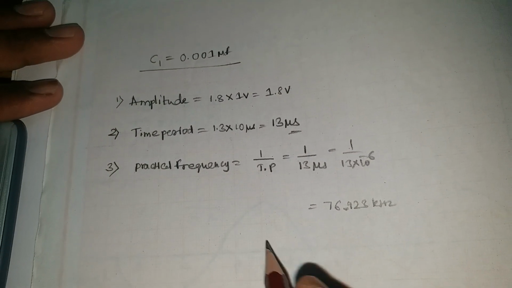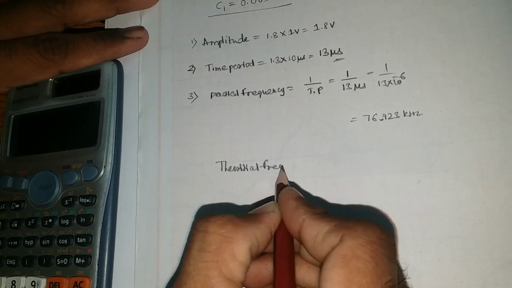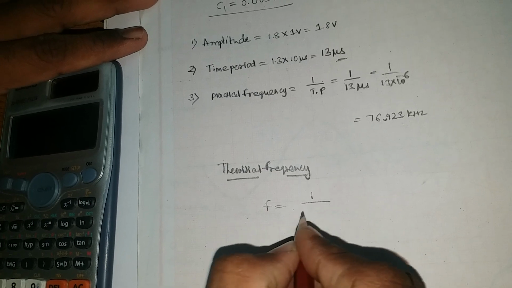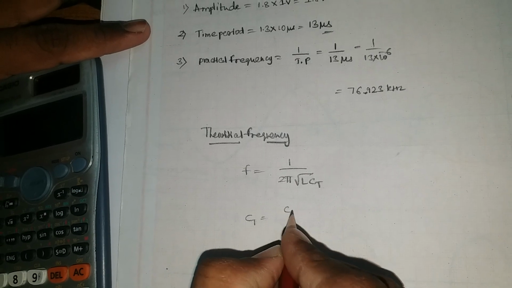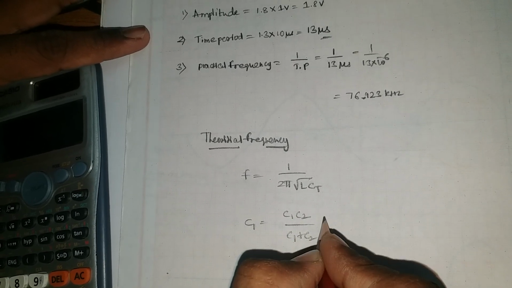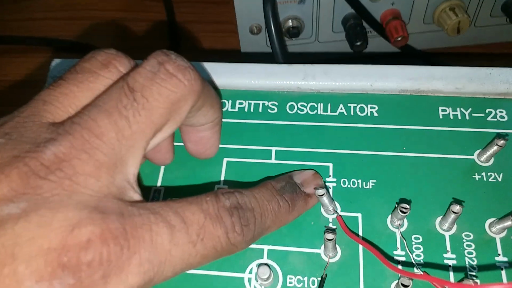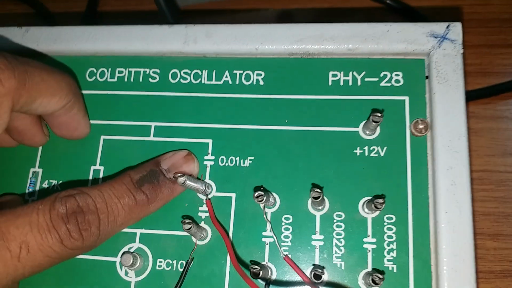So what I am going to do next one, theoretical frequency you need to calculate. What is the formula for theoretical frequency? F is equals to 1 by 2 pi root LCT. So CT is nothing but the combination of two capacitances, C1 C2 by C1 plus C2. This is the formula I am having. So C1 value is how much? C1 is constant here. We already discussed this one. C1 is 0.01 microfarad. Only C2 is variable here. C2 I am taking in the starting case as 0.001 microfarad.